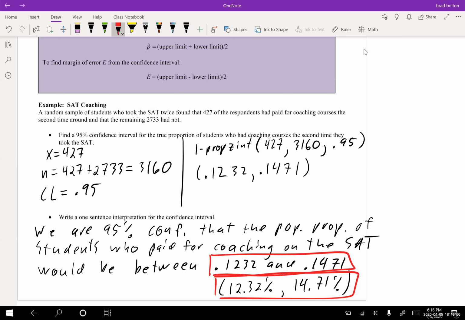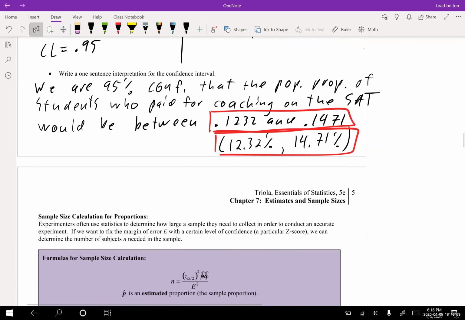Okay. So that should definitely get you guys started. How many pages do we have left here?